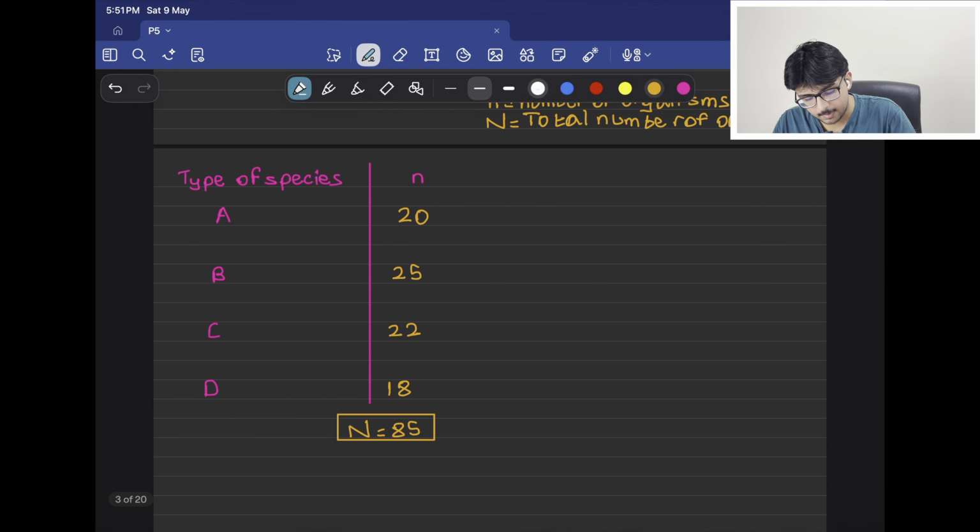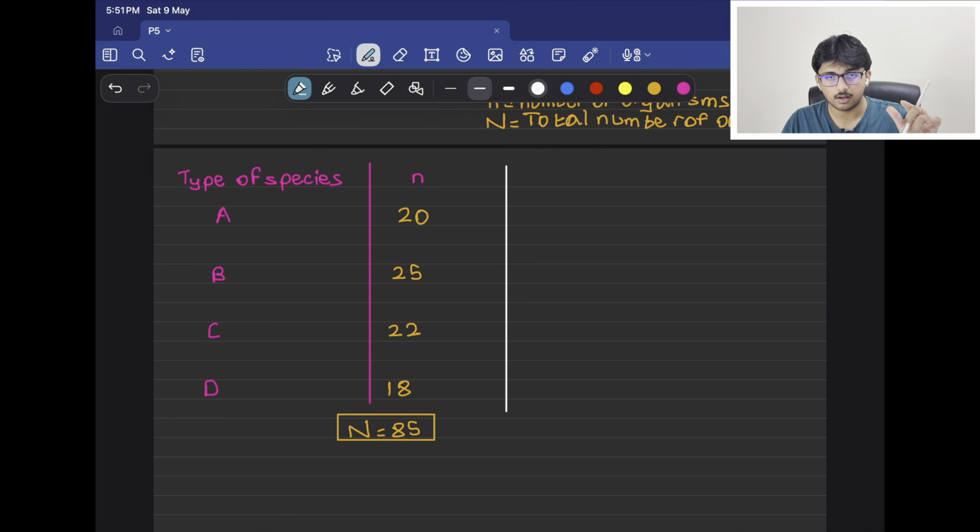Now, what I'm going to have you do is pick up a calculator. For each species, take their number of organisms in the numerator and the total number of organisms of all four species combined in the denominator. So basically, small n divided by capital N. Let's do that for each one of these. So for the first one, it's going to be 20 divided by 85. For the second one, I'm going to write the answers later. It's going to be 25 over 85.